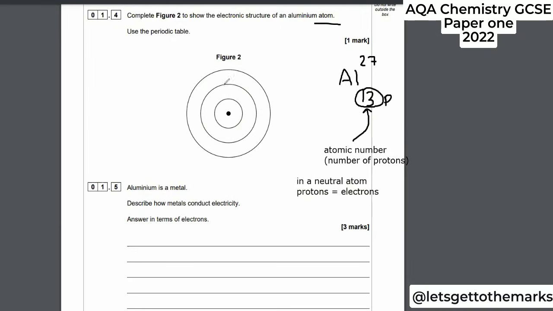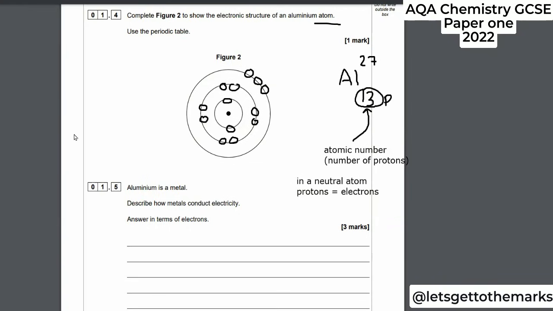Now we just need to put them onto these rings. You can use circles or you can use crosses. The inner shell can hold a maximum of 2, and then we put these on. It's best to pair them up, but at GCSE you won't be punished if you don't pair them up. It just makes it a lot easier to count. It's much easier to see that as 2, 8. And then we've got 3 here. Of course, you find aluminium in group 3 because it has 3 electrons in the outer shell, and in period 3 because it has 3 rings.